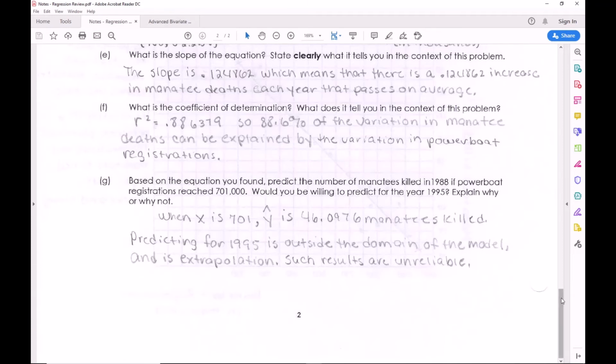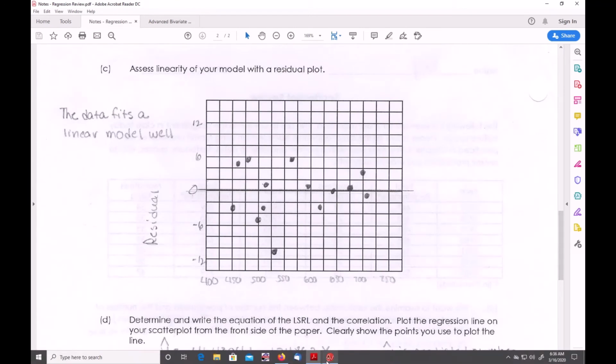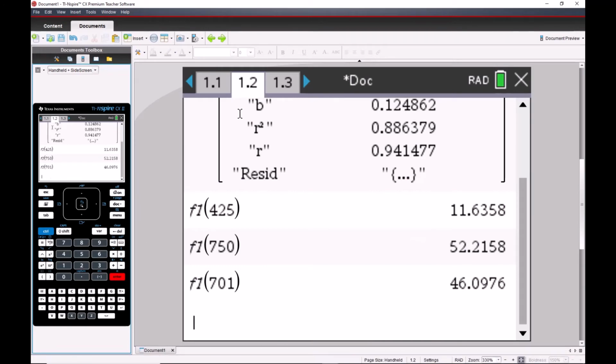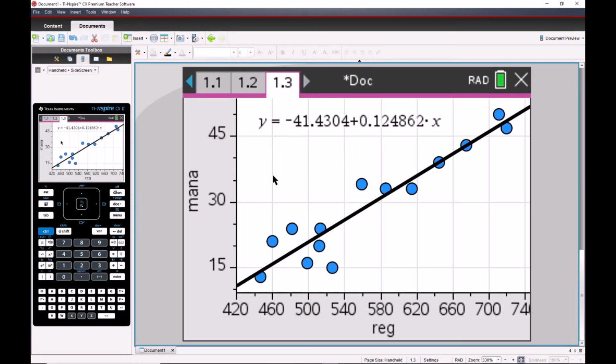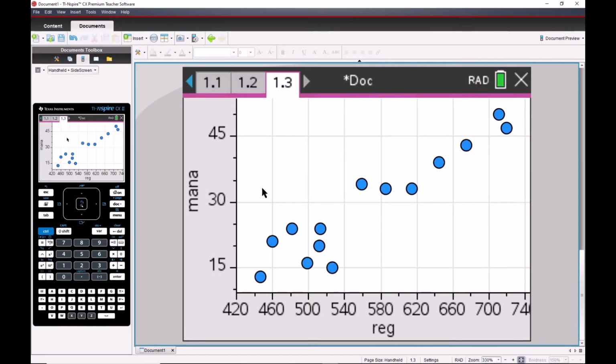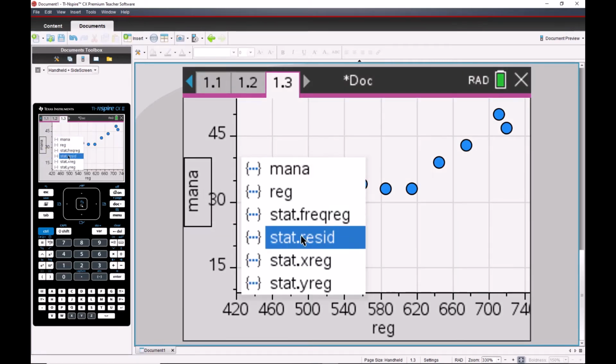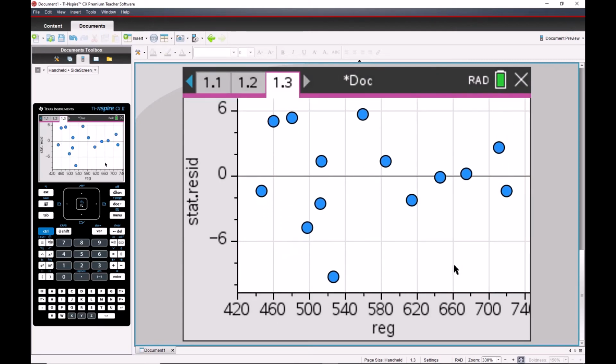Okay, so the only thing that we haven't done here is this residual plot. This is my version of it, and it's really easy to do on your calculator. All we need to do, and let me just go ahead and see if I can delete that. Okay. All we need to do is to come here and change this to stat resid. And there they are.